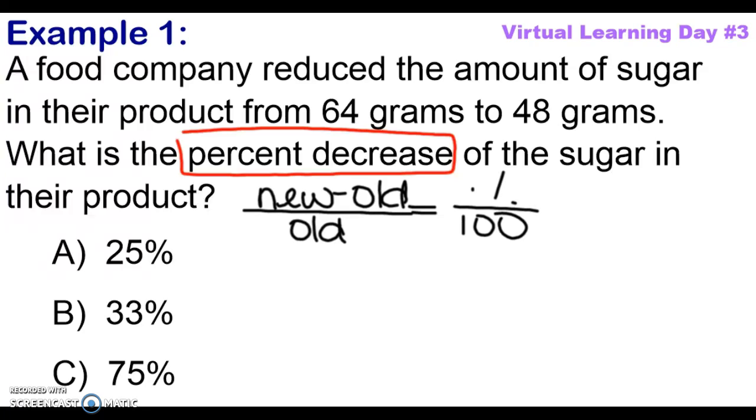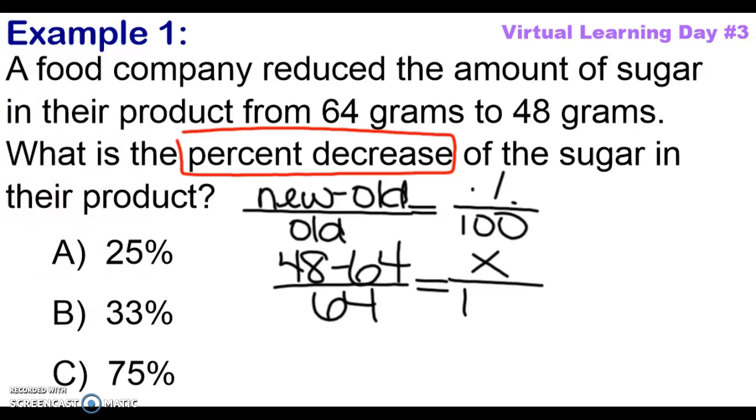We need to read and figure out, if we have 64 and 48 grams, which was the new number, what was the old number? So it says that it went from 64 to 48. So we know that the new number is 48. So that means I'm going to subtract 64 and put it over 64. And because it asks for the percent, we don't know what the percent is, and we're going to divide by 100. We're going to go ahead here and use our calculator.